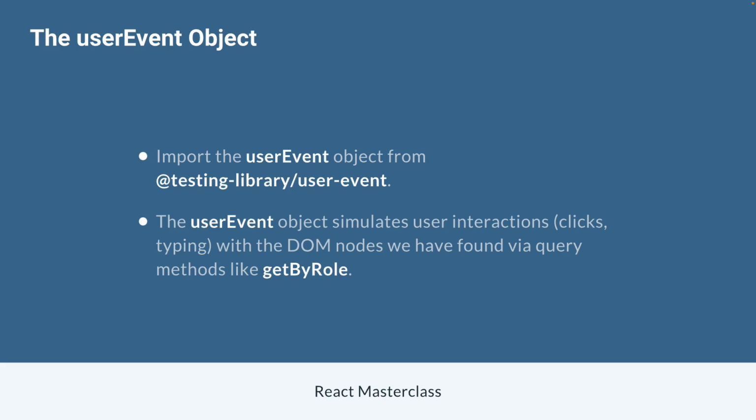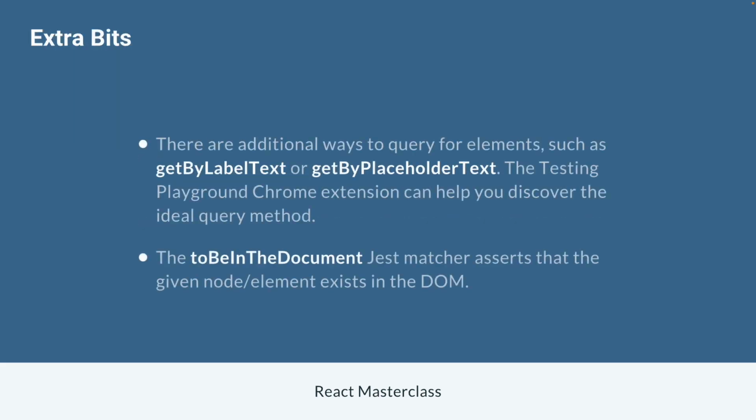And a lot of the API for this object is kind of intuitive. It's going to be given method names that completely correspond to real world user actions, like click, like type, like double click, etc. Okay, and finally, some extra bits, some additional details that I might have missed.